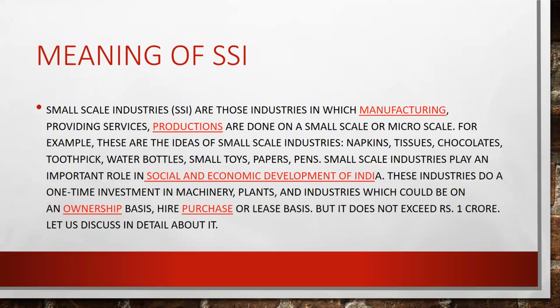Let's now understand the meaning of small scale industries. These are those industries in which manufacturing, providing services, and production are done on a small scale or micro scale. It includes manufacturing of our daily essential goods such as tissues, napkins, chocolates, toothpicks, water bottles, small toys, paper, pen, stationery, and so on. They play an economic and social progressing development.